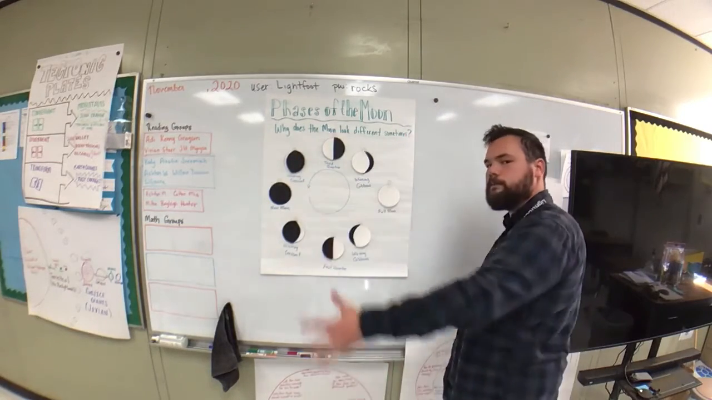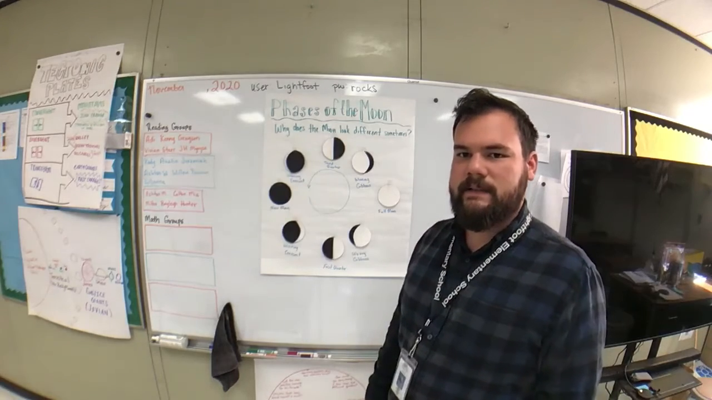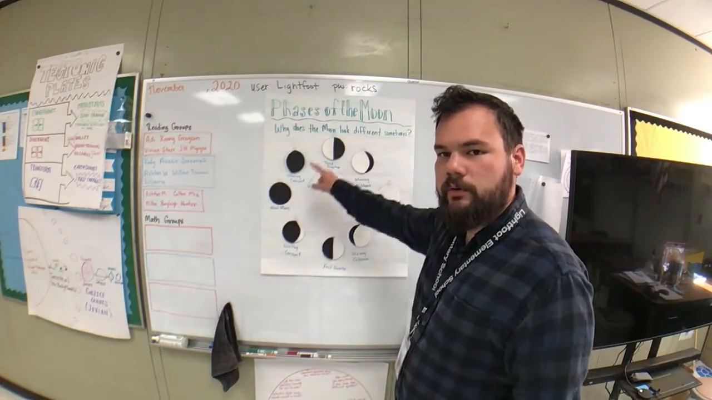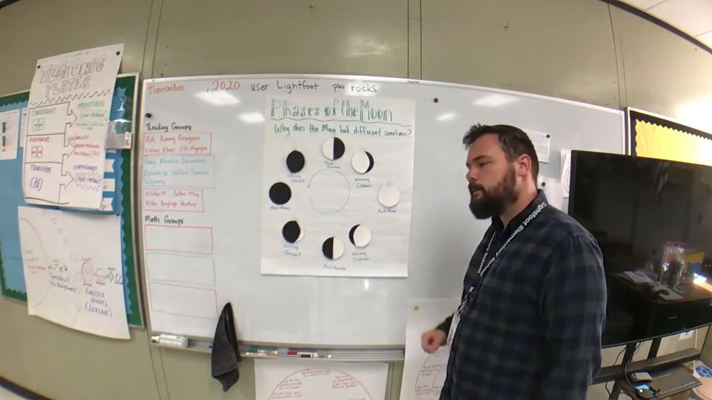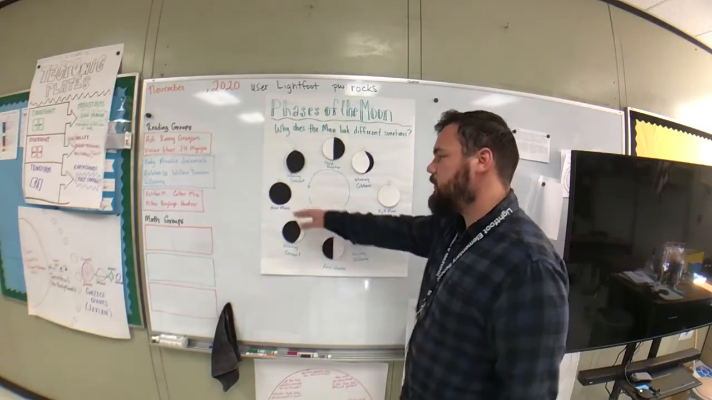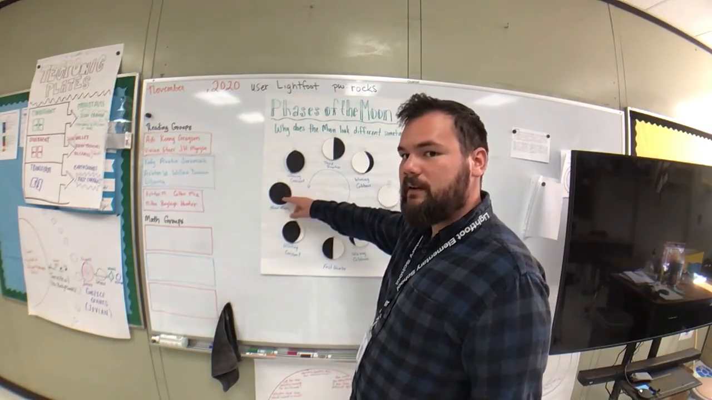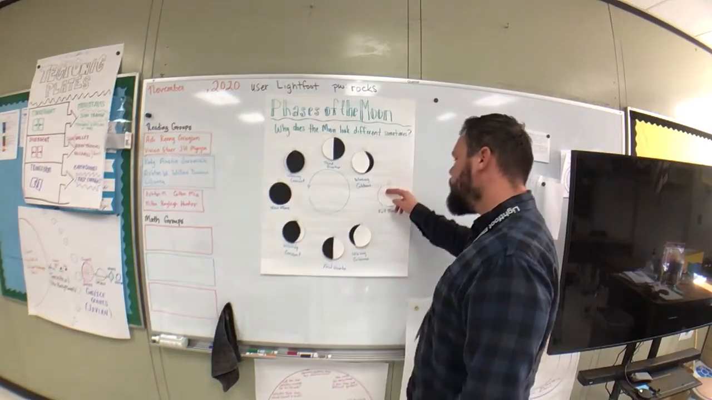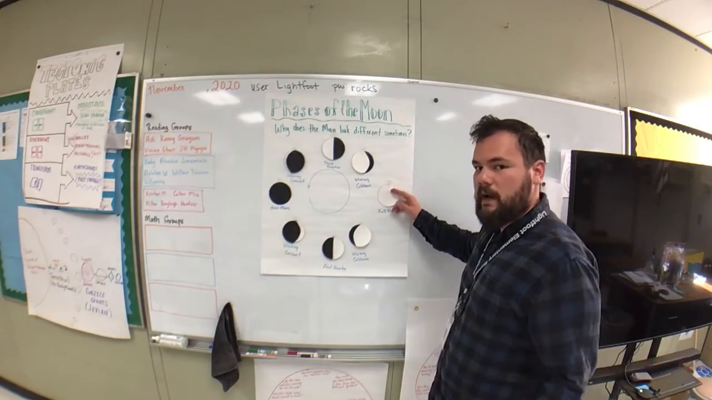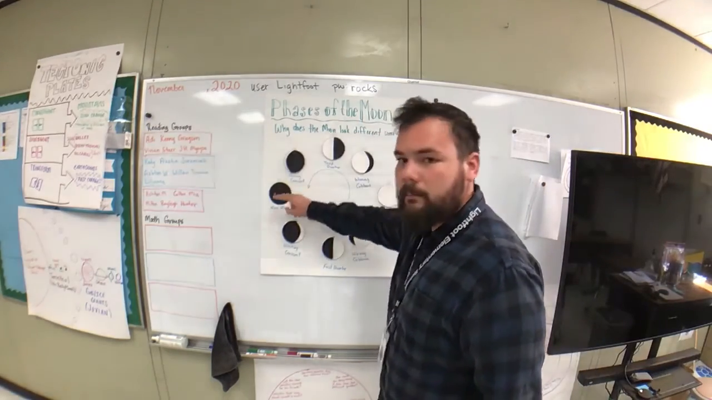Now this cycle takes about 28 days to go from new moon back to new moon. So with that in mind, it would take half of a month, or 14-ish days, to go from a new moon to a full moon, and then another half of a month to go from a full moon back to a new moon.